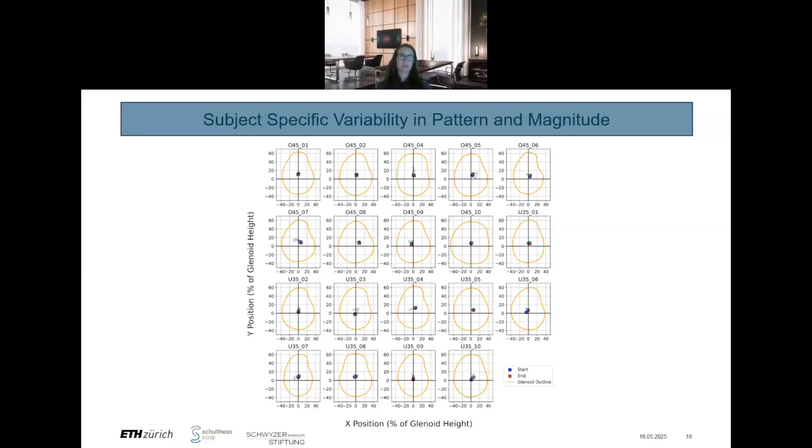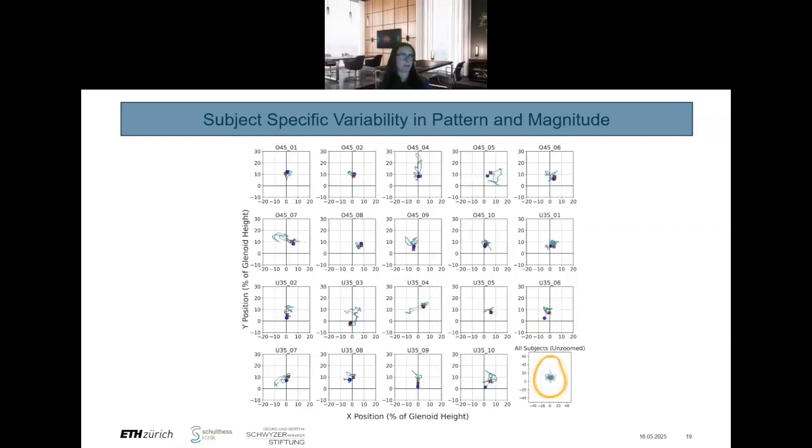So previous studies have suggested that generally the humeral head translates up and then down, but that doesn't seem to be the case for the majority of subjects, really. They're really all over the place. And we can see this a bit better when we zoom in. These patterns are completely different for the different subjects. And I would expect there to be even more variability in pathological subjects.